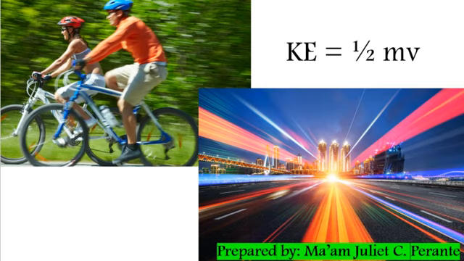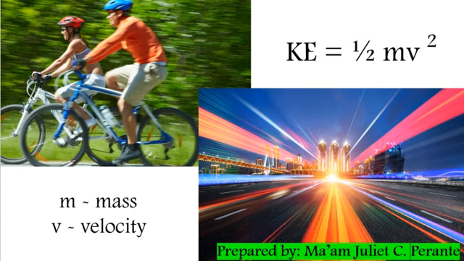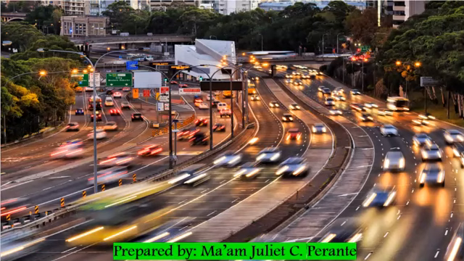Moving objects like cars and other vehicles possess kinetic energy. And kinetic energy can be computed using this formula: one half of the product of the mass and the square of the velocity. M here stands for mass, while v is the symbol for velocity. Objects in motion are said to have kinetic energy, like cars, motorcycles, buses, trucks, and other means of transportation. So for today, let us apply this formula in solving problems involving kinetic energy.